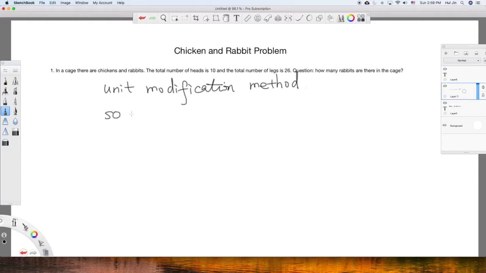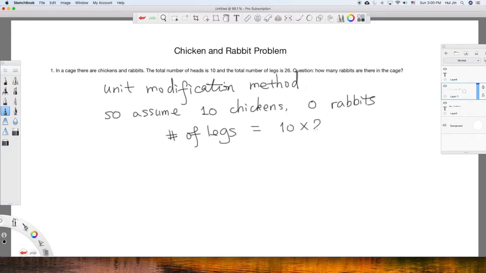So assume 10 chickens. This means there are 0 rabbits, right? Let's look at how many legs. The number of legs equals 10 times 2 plus 0 times 4, which equals 20. Okay, so 20 legs. And of course, the total number of legs in the cage, as we know from the problem, is 26. So we're missing 6.